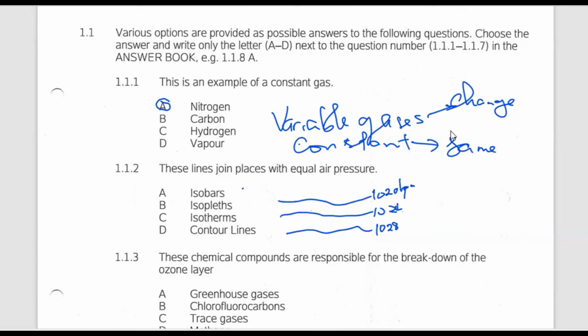What do we call them? Right, we call them isobars. They are called isobars. That's the correct response for that particular question.